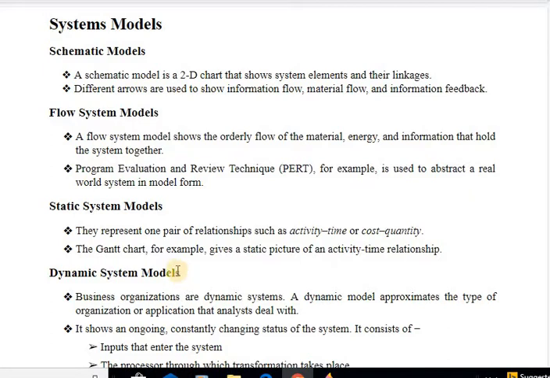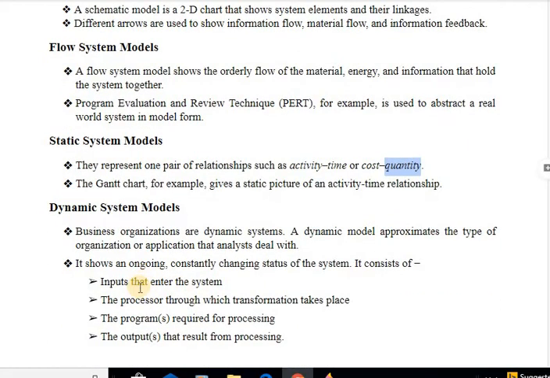Static system models represent one pair of relationships, such as activity and time, or cost and quantity. A Gantt chart, for example, gives a static picture of an activity-time relationship, like how things are moving and how the functions are happening inside your system. That is shown by the static system model. So obviously they represent the relationship as the activity and its time. If we have cost, then cost belongs to what quantity. Okay, so next we have dynamic system models.